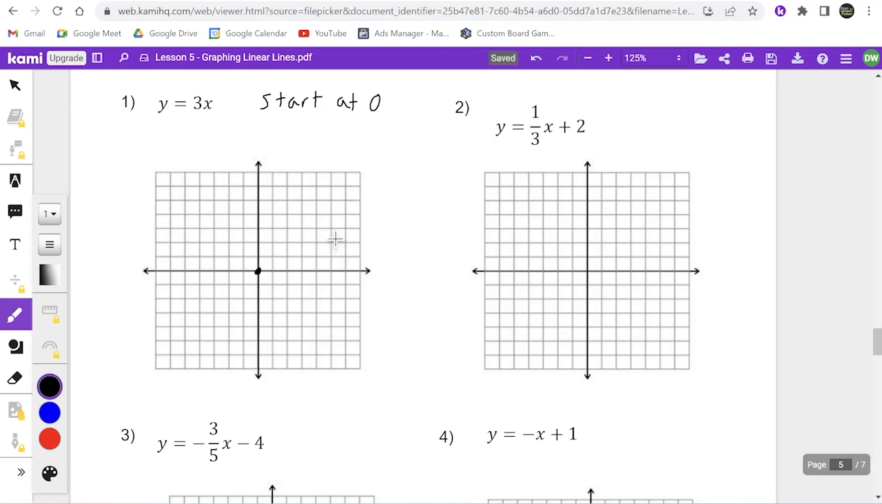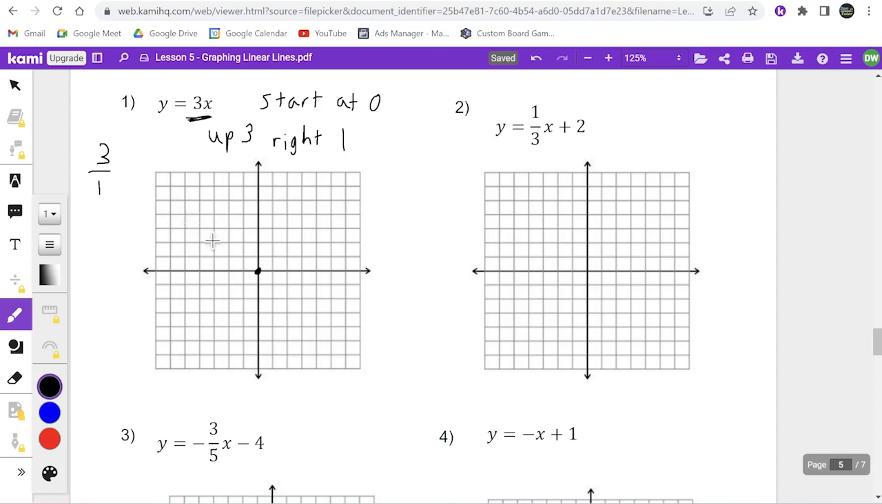The next thing I'm going to do is see how the slope is 3. Well, we know what that means. It means up 3 and right 1. And you may be wondering, why right 1? Because remember, 3 is technically 3 over 1 as a fraction. So up 3, right 1.